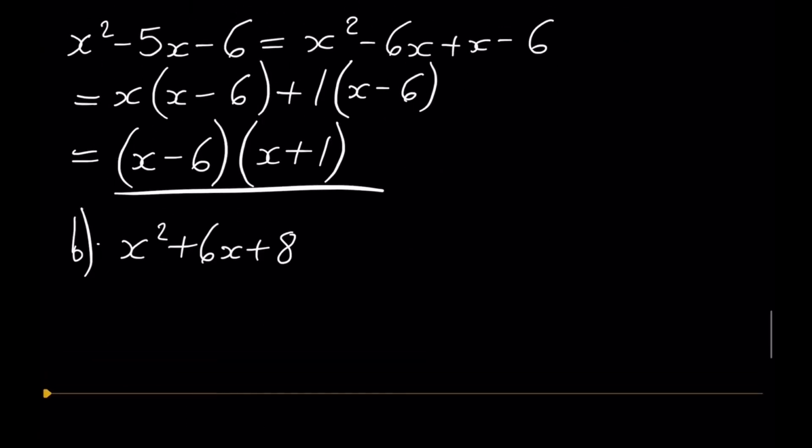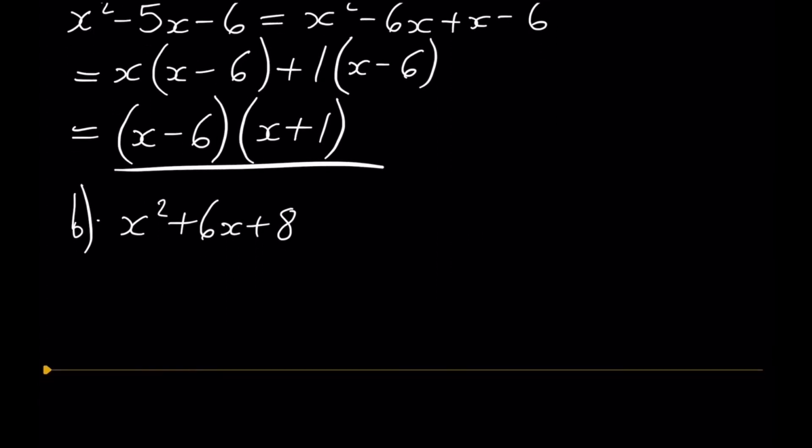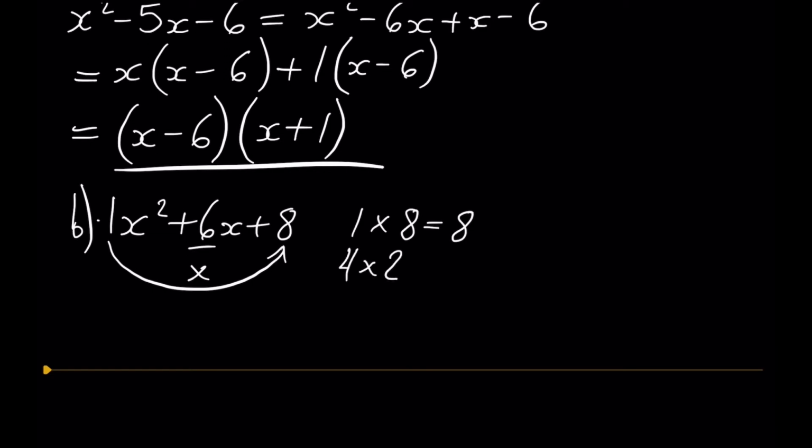Okay, now for the second example in this set, we've got x squared plus 6x plus 8. So as before, we'll multiply a and c. So 1 times 8, which gives us 8. And then we have to think of two numbers which will multiply to give us 8 and add to give us plus 6, which in this case will be 4 and 2. 4 times 2 is 8, and 4 plus 2 is 6.